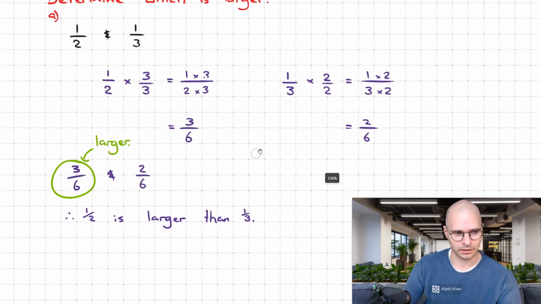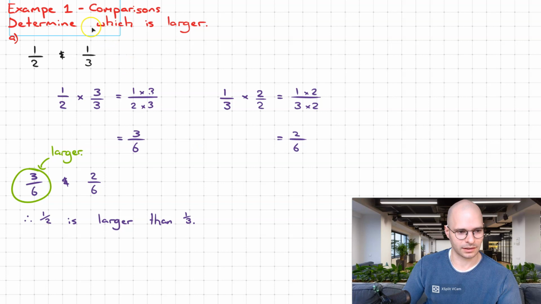So in summary, we were comparing our fractions here. We had the fractions 1 over 2 and 1 over 3. We wanted to see which one is larger. The way in which we determine which one is larger using a numerical method is we get our first fraction and we multiply both numerator and denominator by the denominator of the second fraction. We get a result of 3 over 6 in this instance.